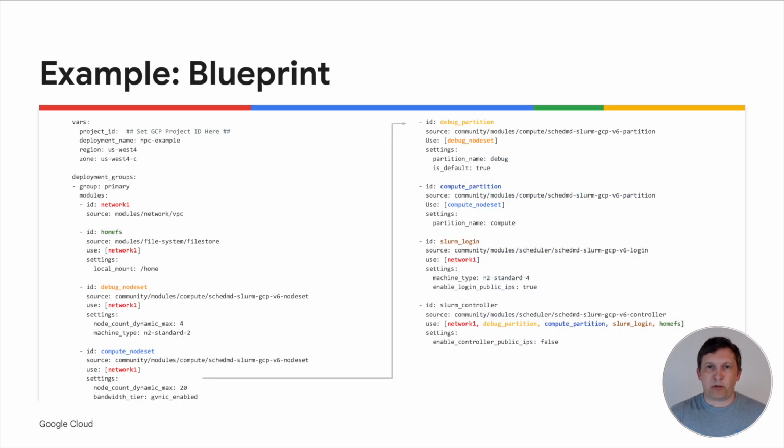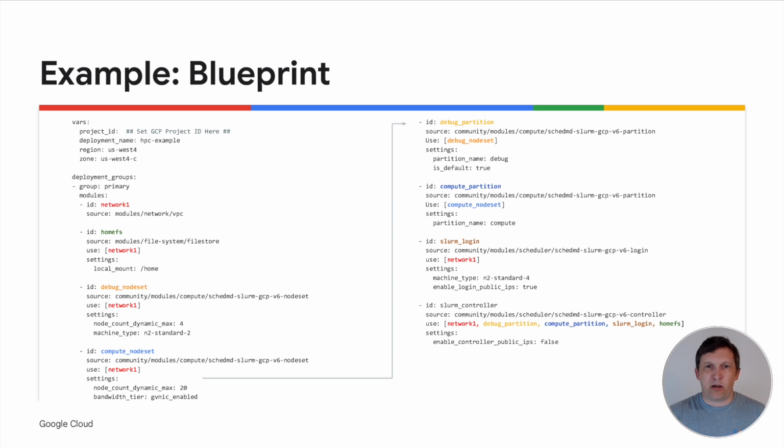Here's a basic example of a Slurm cluster in a little bit more detail. At the top left, you'll see variables that can be used throughout the rest of the blueprint. These are the only things that you need to edit based on your preferences, things like what location you want to set this up in. First, we set up a VPC, Virtual Private Cloud Network, that will be used for this deployment. Following the best practices, we use separate VPCs for different blueprints. Then we add a Cloud Filestore NFS home file system. Note that it uses the network that we just created.